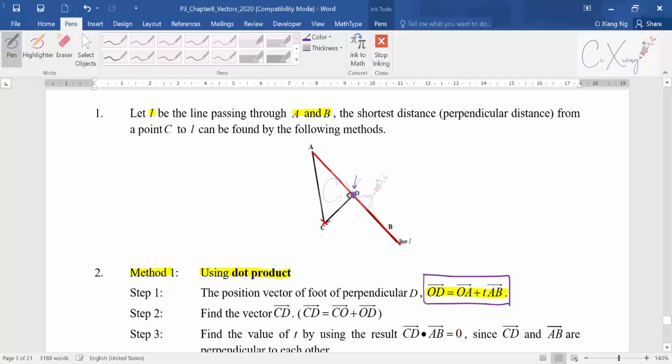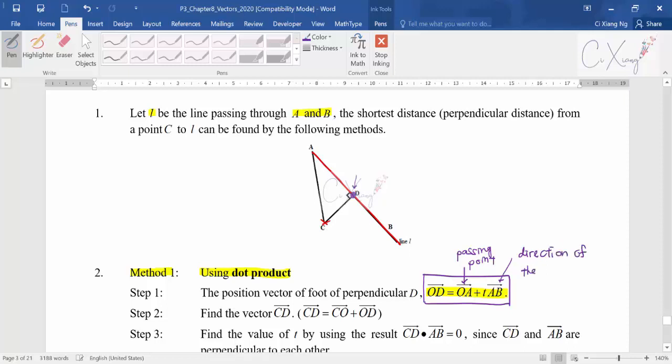The D must be the foot of perpendicular. If you look at this, this is your passing point, according to the definition of our vector equation. And what is the AB here? The AB will be the direction of the line.